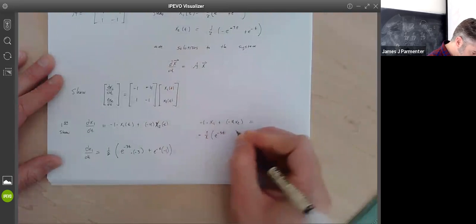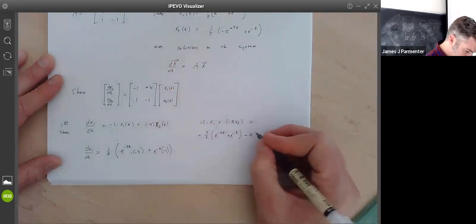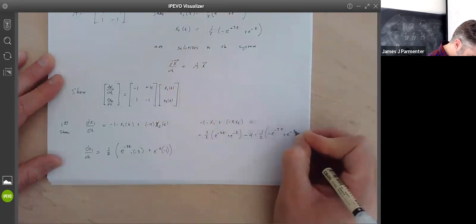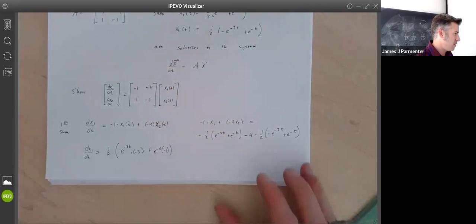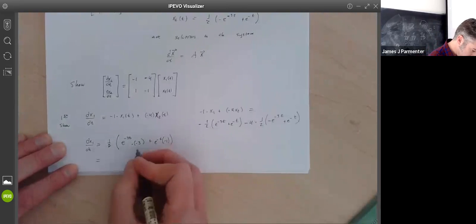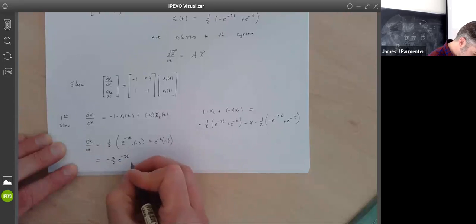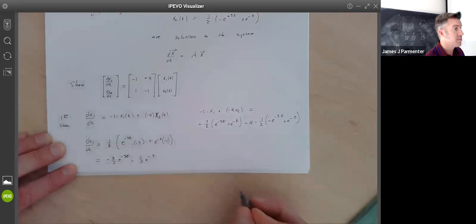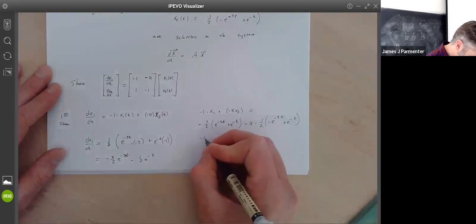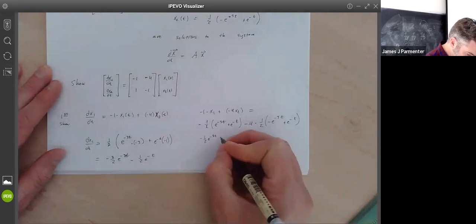So it's going to be -1/2 e to the -3t plus e to the -t, minus 4 times 1/2 times -e to the -3t plus e to the -t. And then I'm going to simplify these both so I can see what I'm looking for. dx1/dt here is equal to -3/2 e to the -3t minus 1/2 e to the -t. And if I simplify this one, I get a -1/2 e to the -3t, and -4 times 1/2 times -1 is a +2.